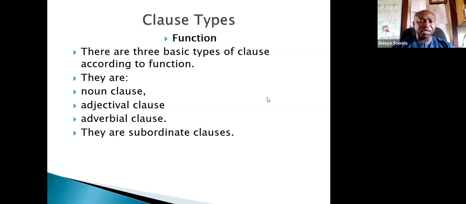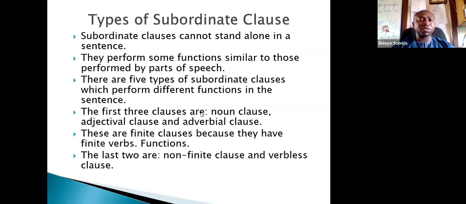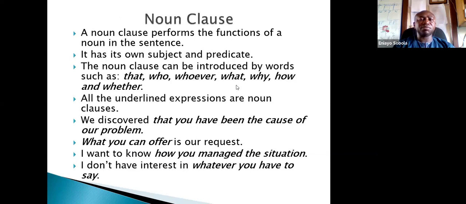We mentioned there are three basic subordinate clauses. We have noun clause, adjectival clause, adverbial clause. But in reality, there are 5 types. And we'll look at each of them briefly for you to understand how they are and what they are used to do. So subordinate clause cannot stand in the sentence. It has to depend on the main clause. But let's go into the types.